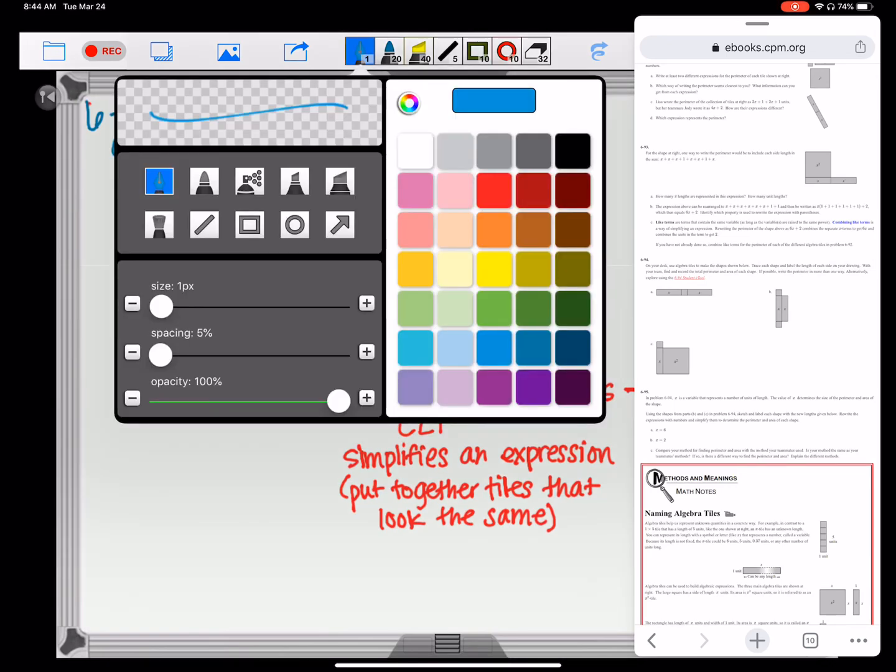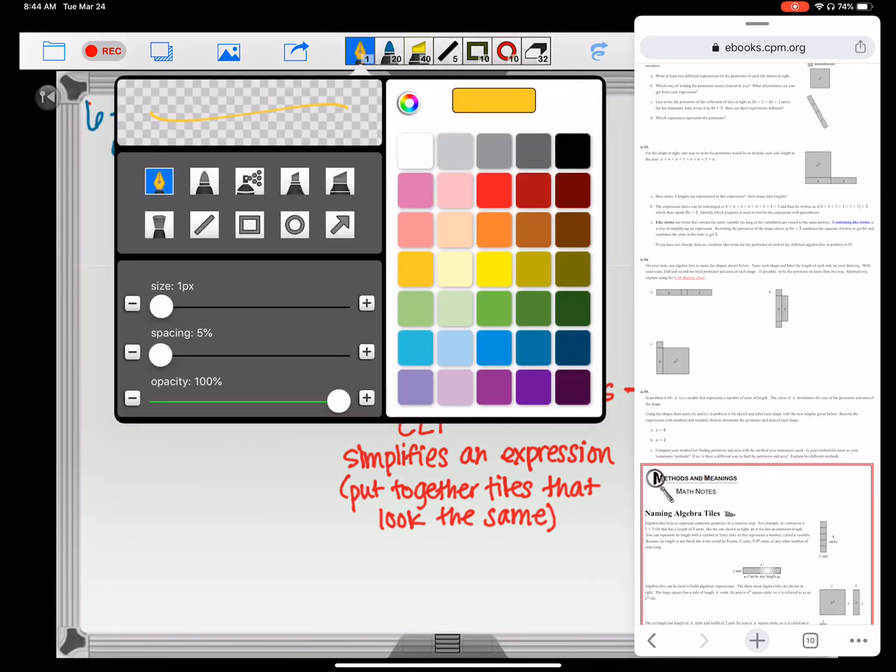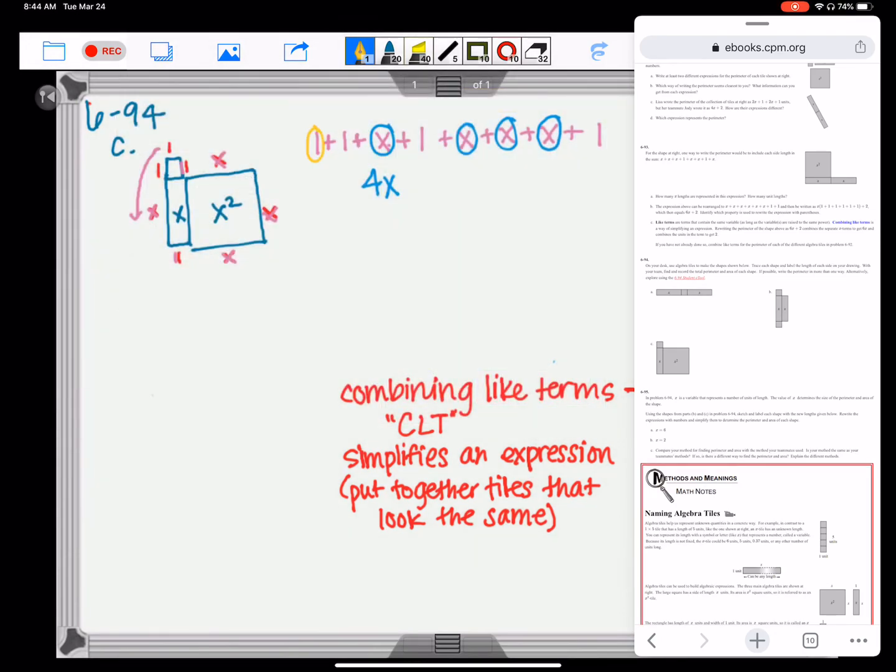And we're going to look at how many X tiles we have, or how many X's there are. So we have 1, 2, 3, 4 X's. So if you remember from the last problem, we got to write the number that we have followed by what kind of tile it is. So 4X. And for our units, I have 1, 2, 3, 4 units. So we're going to write plus 4.